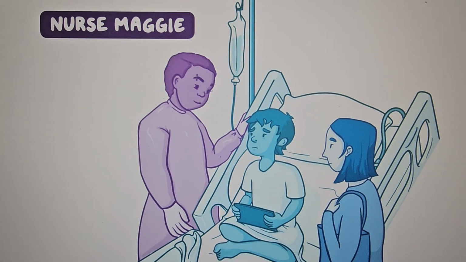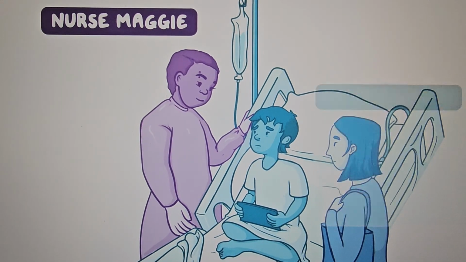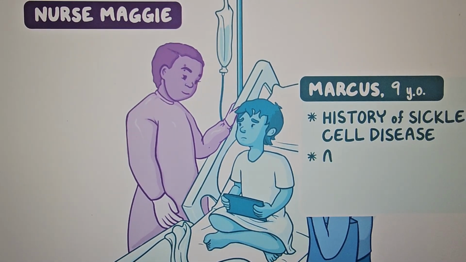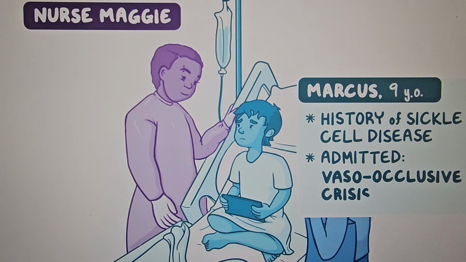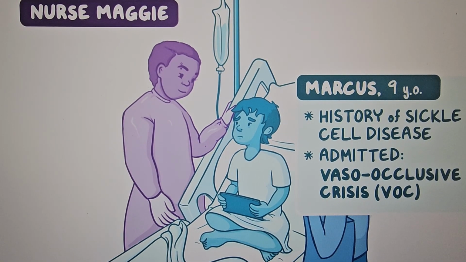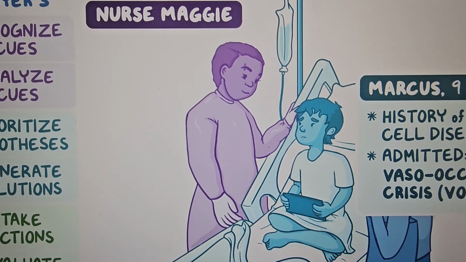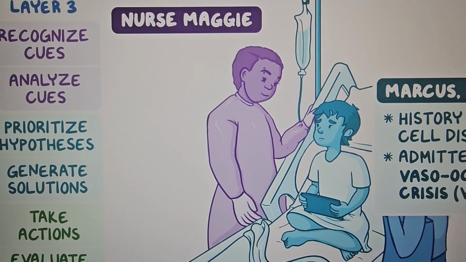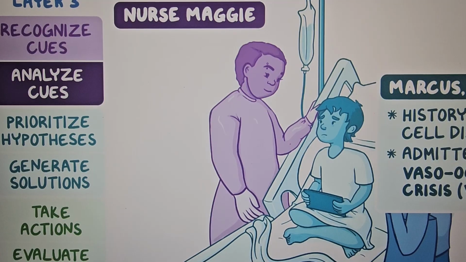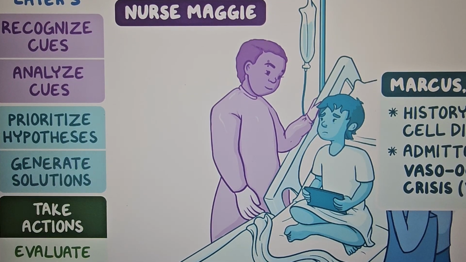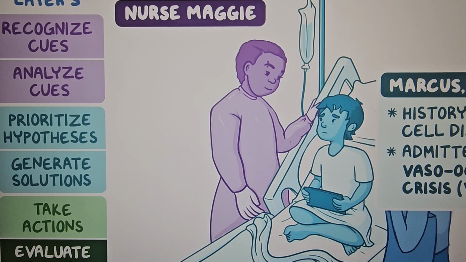Nurse Maggie works in a pediatric hematology unit and is caring for Marcus, a 9-year-old with a history of sickle cell disease who was admitted for a vaso-occlusive crisis, or VOC. After settling Marcus in his room, Nurse Maggie goes through the steps of the clinical judgment measurement model to make clinical decisions about Marcus's care by recognizing and analyzing cues, prioritizing hypotheses, generating solutions, taking action, and evaluating outcomes.